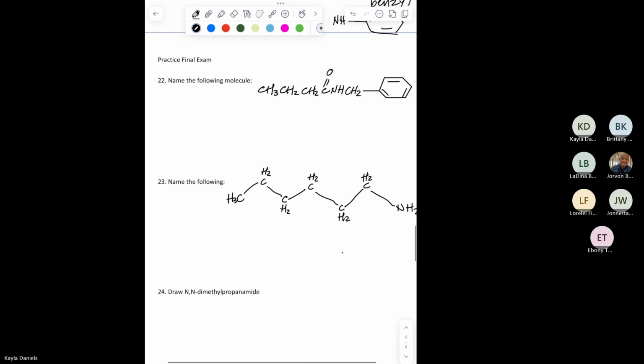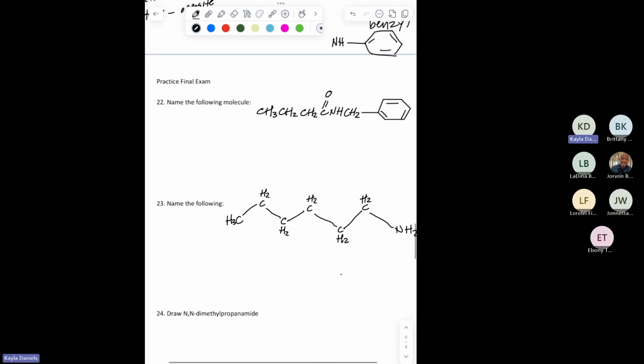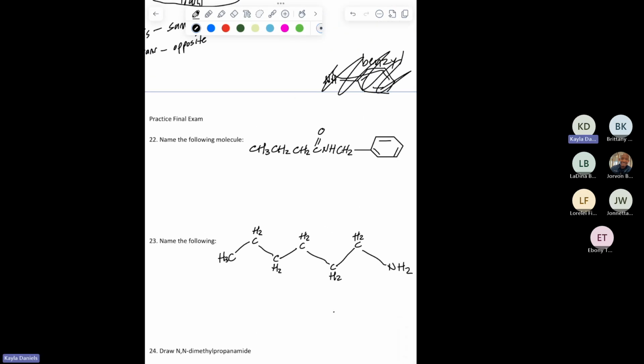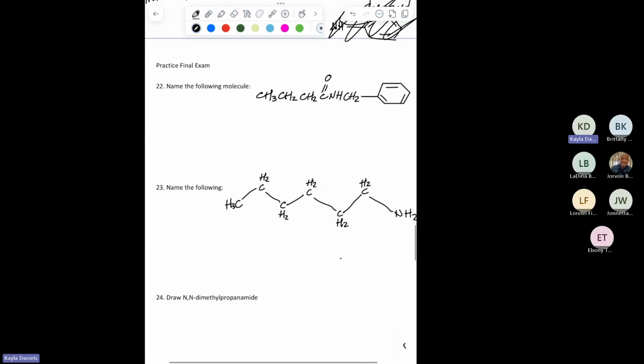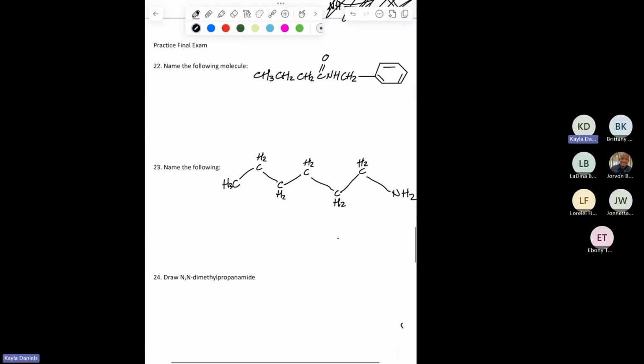All right, 22. This was something I left drawn from the last session. Name the following molecules. We first have to find that functional group. I see a nitrogen, but I see that same nitrogen connected to a carbon double bonded to an oxygen. So this is an amide, and the suffix is going to be amide.